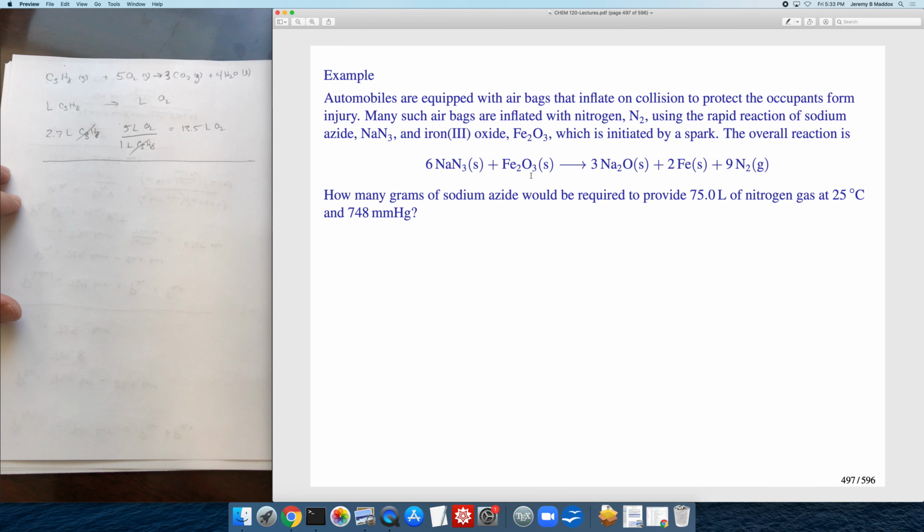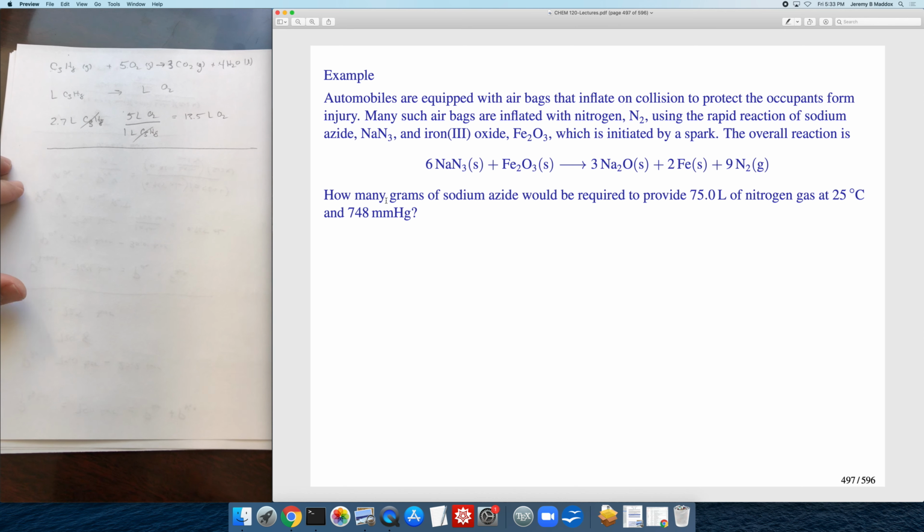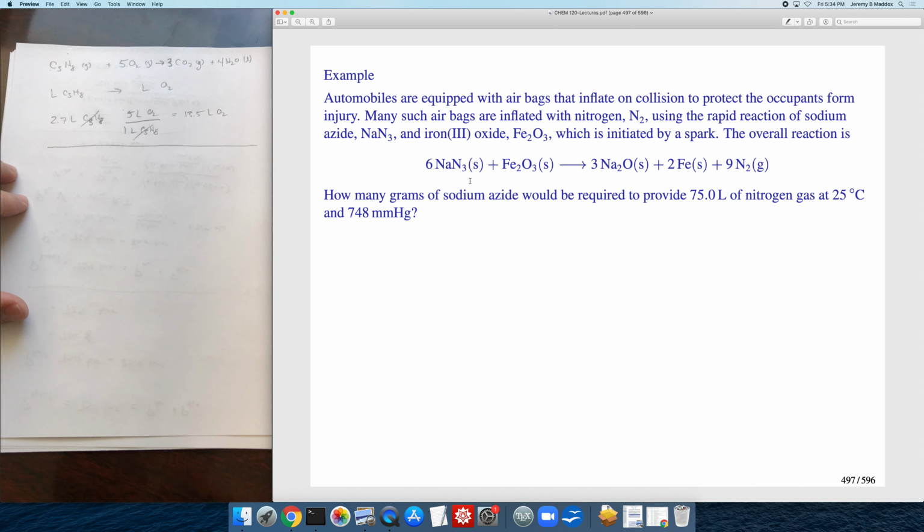So here we're being asked to do some stoichiometry. They want us to say, how many grams of sodium azide do we need if we want to fill a 75-liter airbag full of nitrogen at room temperature and a pressure that's slightly lower than atmospheric pressure? Given the dimensions and the conditions of the airbag that we want to deploy, how much of this reactant do we need?